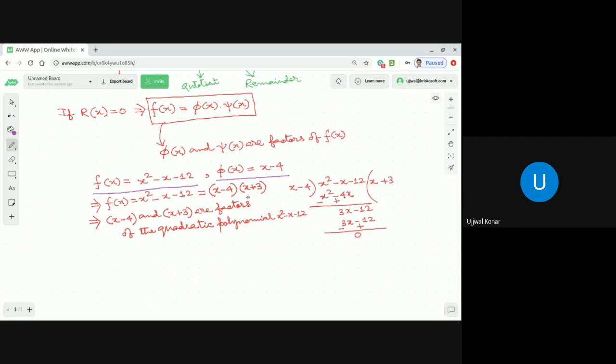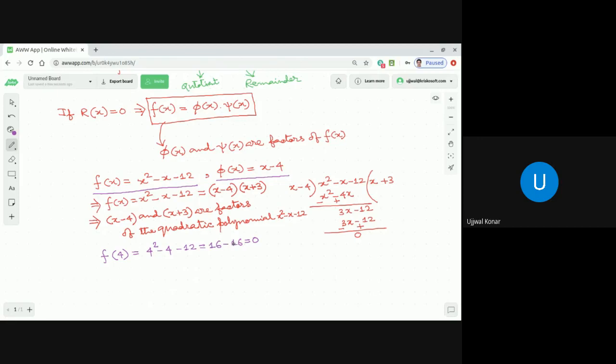Yes, sir. Now, if we start finding the value of f(4), what we'll get? 4 square minus 4 minus 12. That is equal to 16 minus 16, na, dear student? That is equal to 0. So what we get? f(4) equal to 0.